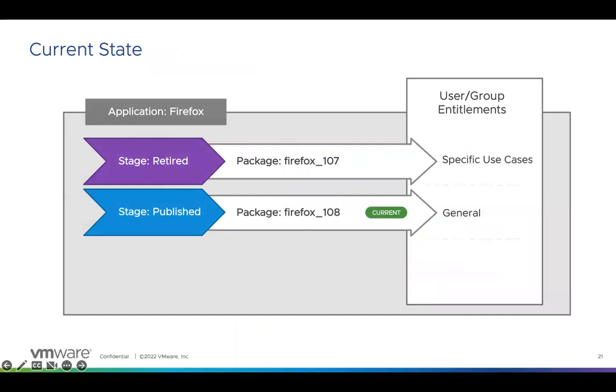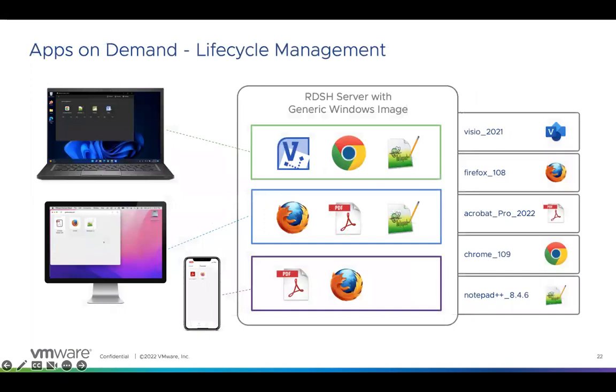Now, if I take a look at the current state of things here, you'll see I have Firefox 108 assigned. So I'm going to show you a similar version of what we just looked at there, with Firefox 108 as the current version. So you can see it there. 108 is the current version. Now, this is where we can do a little bit more around lifecycle management to make it even easier for your RDSH servers. So I've got version 108 on that machine.